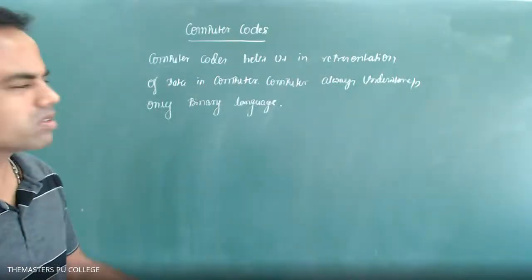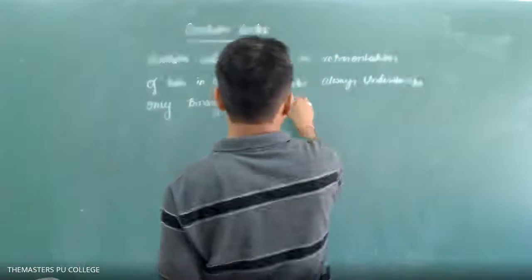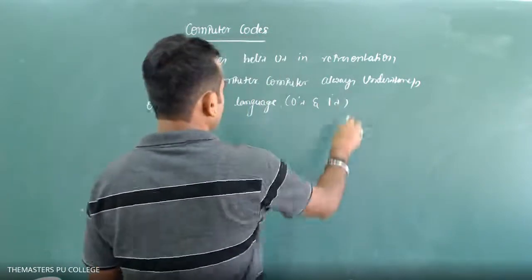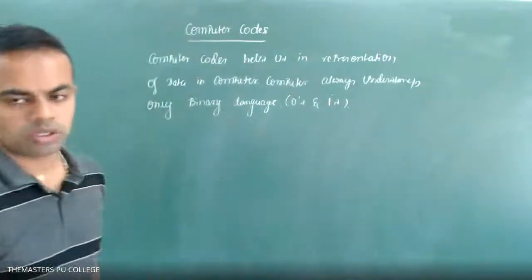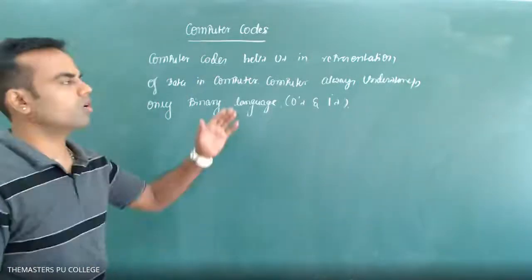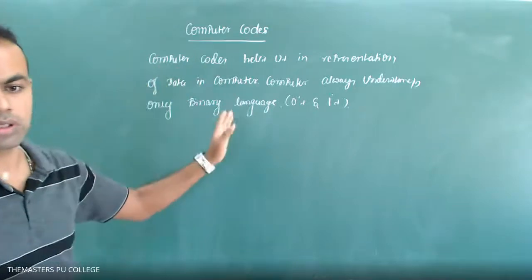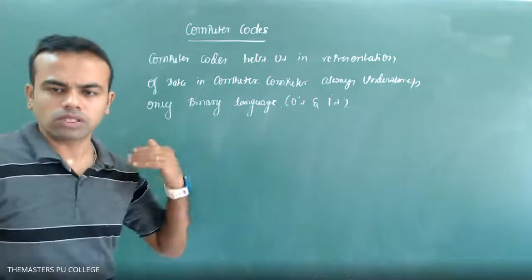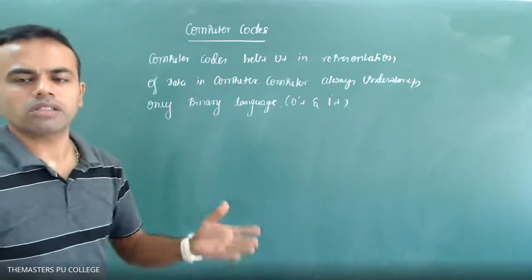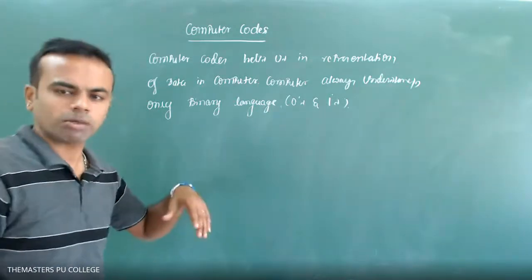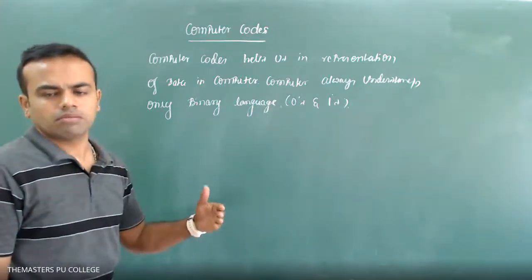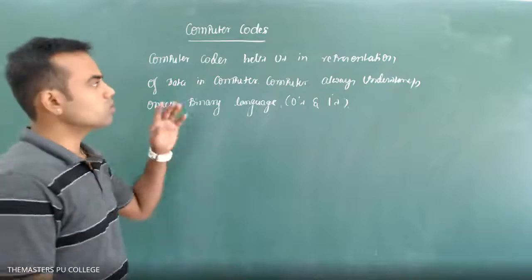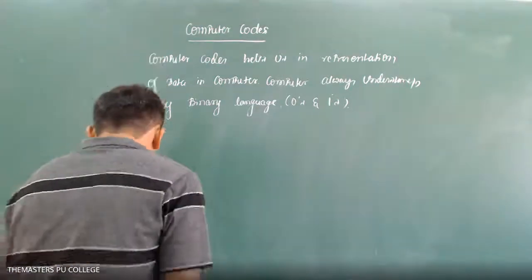Binary languages are nothing but zeros and ones. We have certain codes to represent data in the computer. Through these codes, the representation of data is accepted by the computer, interpreted by the computer, and given back as output to the user in a user-readable format. Those codes are called computer codes.